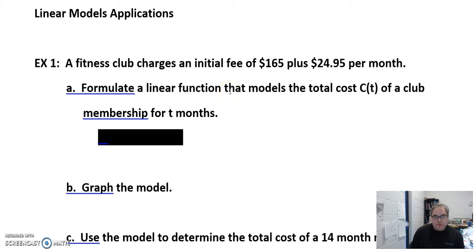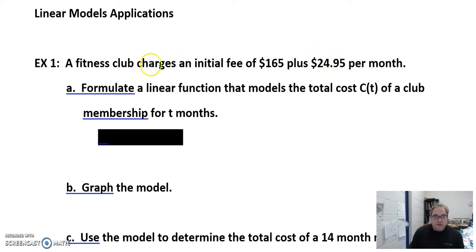So first example from the book: a fitness club charges an initial fee of $165 plus $24.95 per month. A couple hints on these linear model questions. When it says per anything, that's telling you this is really a rate. I could rethink this as $24.95 over months. So the rate is going to be your slope. So I know that's m.